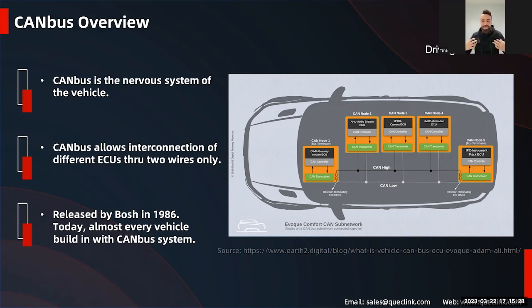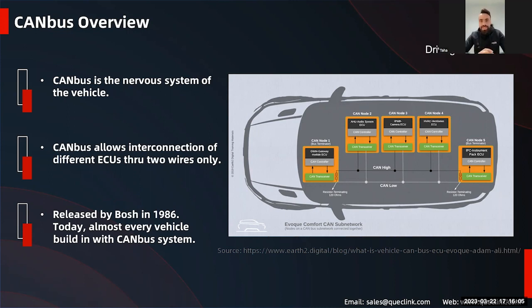Our nervous system is connected with different parts of the human body. The car is the same. The car has its parts, which are ECUs, or electronic control units, some microprocessors. So simply, CANbus for the car is 2 lines that are connected with different ECUs. And these ECUs need to be connected together, to communicate with each other using the CANbus system or the CANbus protocol.